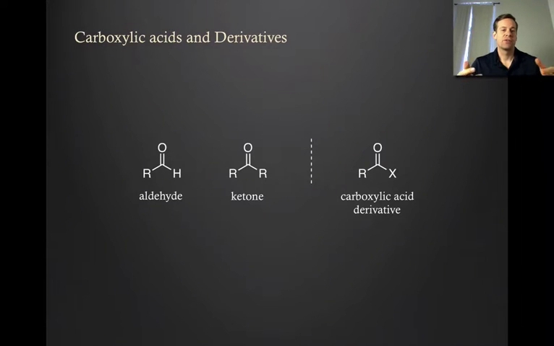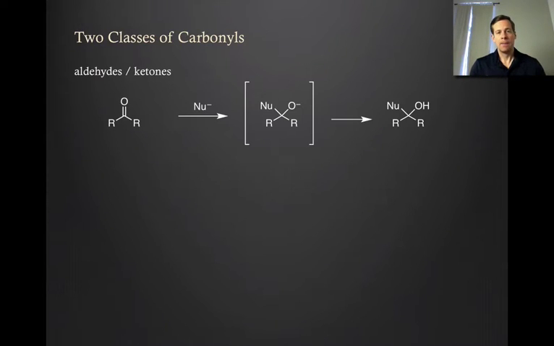Now we've completed our discussion of the first class of carbonyls, the aldehydes and ketones. What we're going to move on to now is to talk about the second class, which incorporates the carboxylic acid derivatives. As we learned with aldehydes and ketones, the type of reaction they undergo is a nucleophilic attack, but it basically gives an intermediate like this that all it can do is protonate.